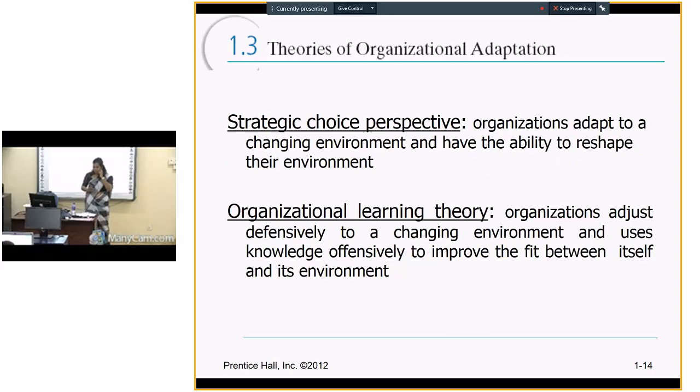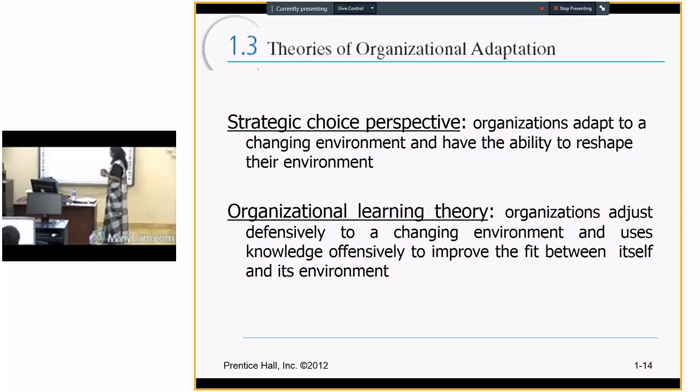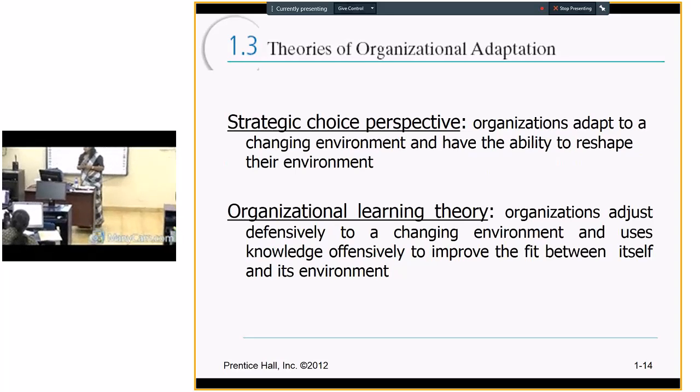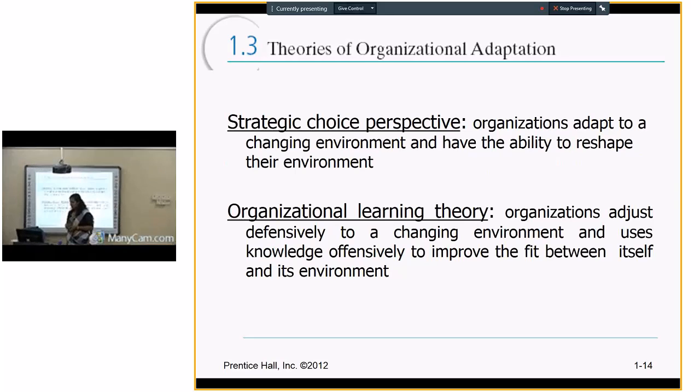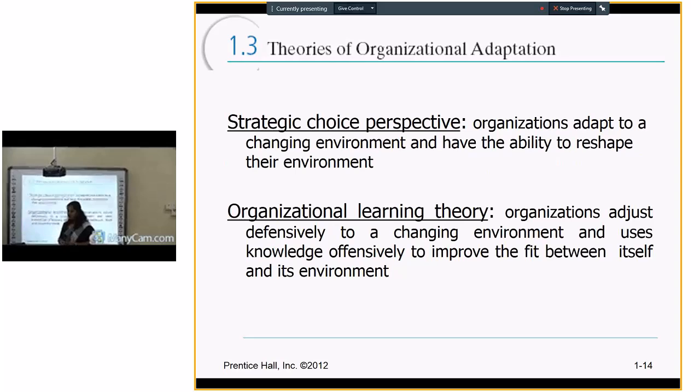Then thirdly, Mintzberg's theory is the strategic choice perspective. What is it? Organizations adapt to a changing environment and have the ability to reshape their environment. That is some kind of forward thinking. Here, organizations adapt to a changing environment and also have a role to play. Organizations can reshape their environment. For example, with our skills, we might be able to mitigate the threats coming towards the organization. Because we have a strategic choice perspective, always a strategic perspective, as a company we have the ability to reshape the environment as well.